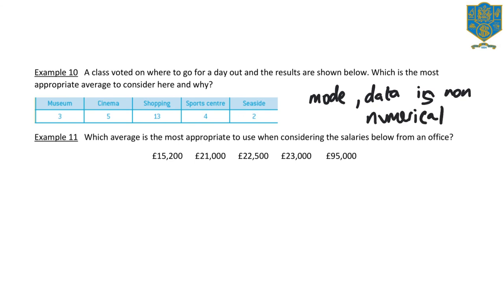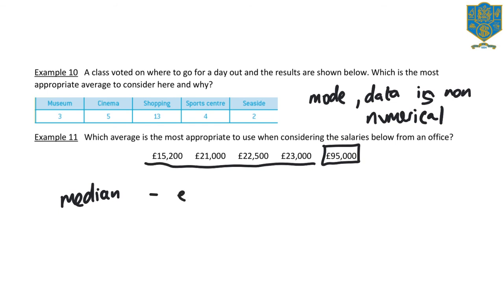And example 11, which is the most appropriate to use? Well, if we look, none of the values occur more than once, so it can't be the mode. You might think the mean is a good one, but these 4 values are very close together. And then we've got this really large pay, or large salary. So for this one, the median would be more appropriate, because there is an extreme value.